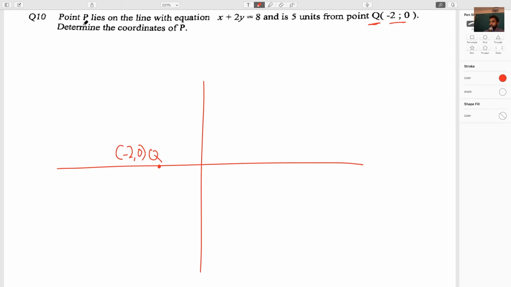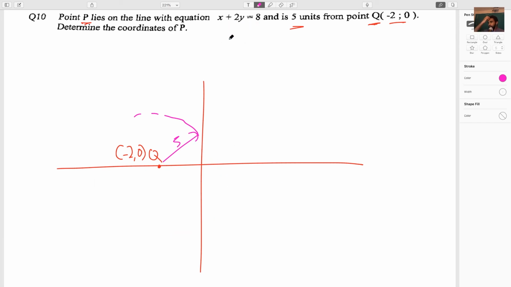And we know that the point P is 5 units away from Q. So you can imagine sort of like a circle that goes 5 units away from Q. And P could be anywhere on this circle, but it has to cross this line here.